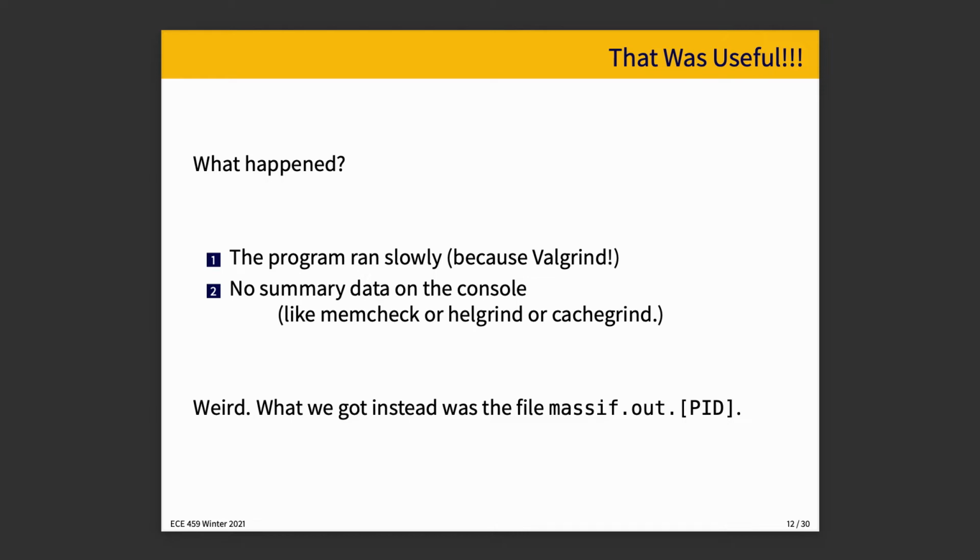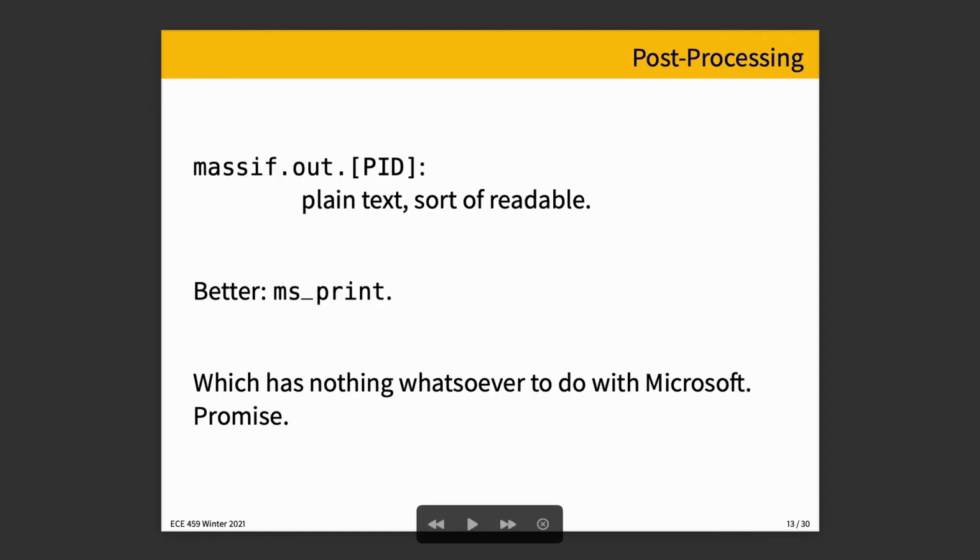Instead, a massif.out.pid file is generated with whatever process ID it was of the process that we were just observing. Okay, we can open that up in our text editor, but it's not especially human readable. It's not as incomprehensible like some of the other versions, but actually what we need is to use a tool, ms_print. And this ms_print tool gives a better human readable view of what actually happened.